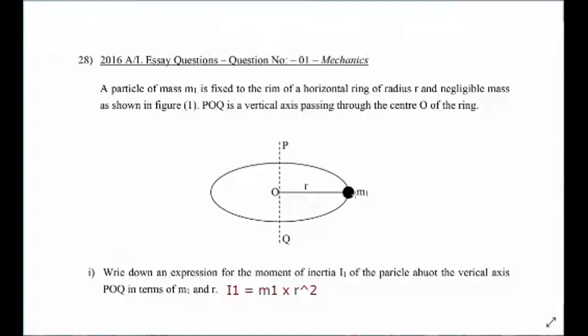Here they have given the mass of the particle as M1. So you have to say I1 equals M1 into R square. Sometimes you may forget to keep the mass as M1. See, they have said M1. So do not forget to mark M1 without writing only M.